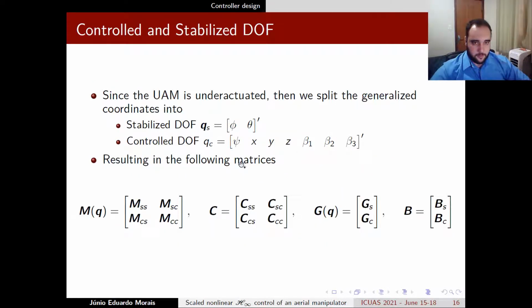Before we proceed with the control design, it's important to mention that the UAM is an unactuated system. And in this case, we can only regulate 7 degrees of freedom at a given reference value at the same time. Because of this, we separate the degrees of freedom of the system into stabilized and controlled ones.